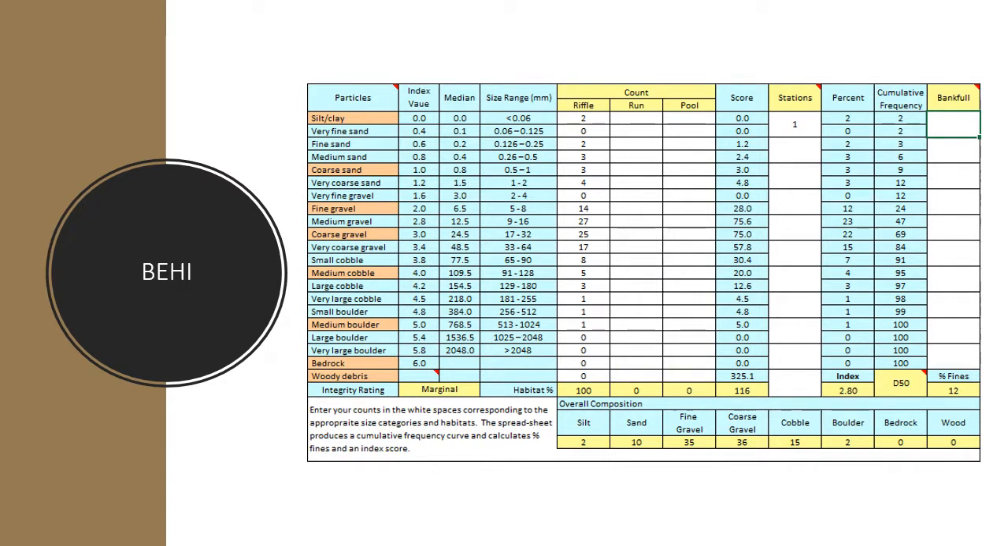Here's an Excel file summarizing my pebble count data. If you look down at the bottom, overall composition, you'll notice that it is almost 50-50 between fine gravel and coarse gravel. So gravel is definitely the dominant bed material.